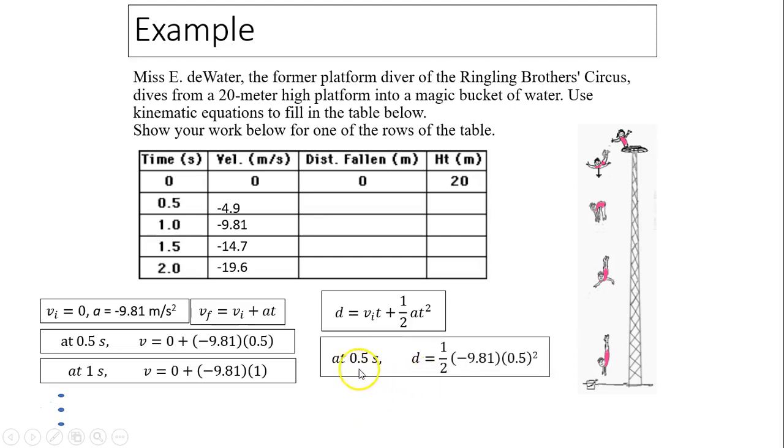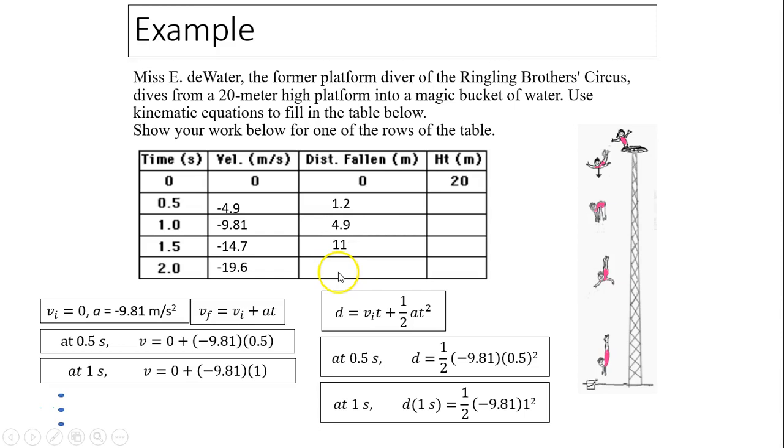After you substitute in, the displacement is actually negative 1.2. And over here is negative 4.9 and negative 11 and negative 19.6. But this one is asking you the distance fallen. So distance has to be positive of your corresponding number.